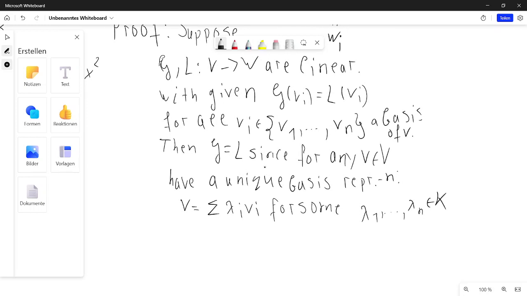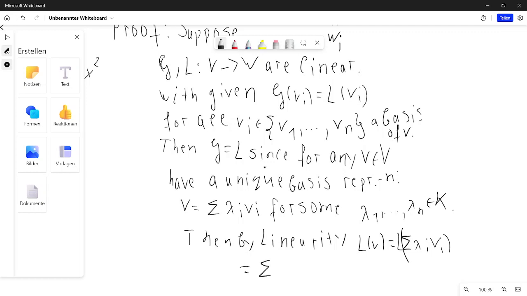So now, by linearity, L of v equals L of the sum lambda_i v_i, which is equal, just by linearity, right, to the sum of lambda_i L(v_i). But now this was equal to G of v_i by assumption.